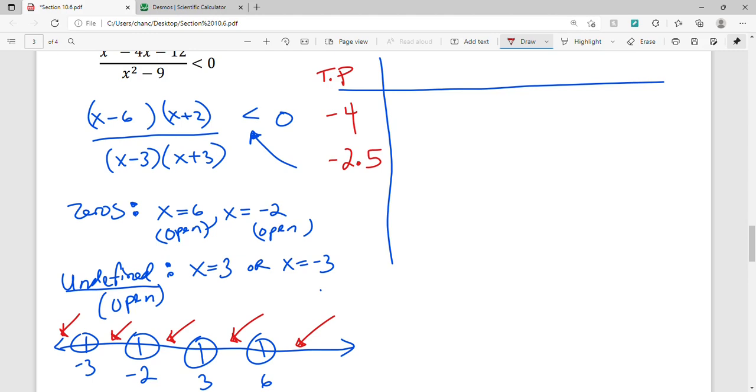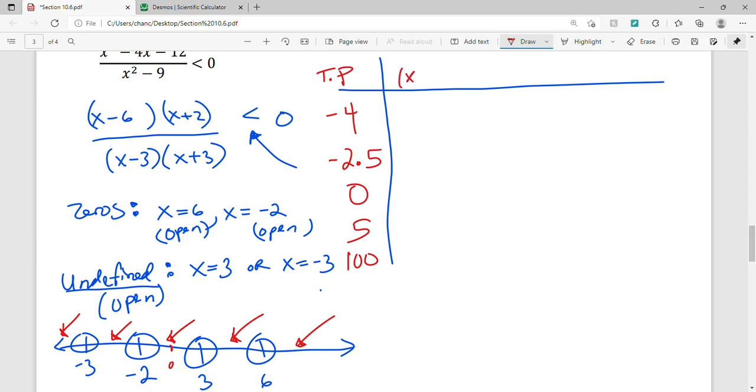What's a good number between negative 2 and 3? I like to pick an easy one. Let's pick 0. 0 is between there, so we'll pick 0. And a number between 3 and 6, we'll pick 5. What's a good number to the right of 6? It doesn't matter what you pick. You could pick 100. It doesn't matter as long as it's to the right of the 6.